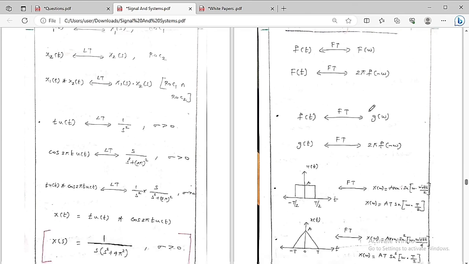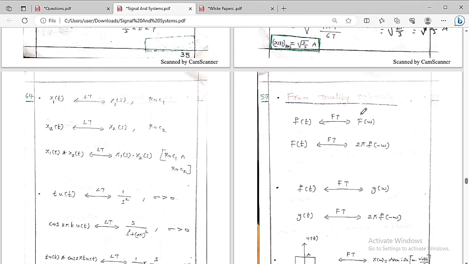So these things I already told you so many times. In simple words I can say, if this graph is going to come here, then this graph is going to come here. Listen carefully. If this frequency graph comes in the time domain, then this time domain graph comes in the frequency domain. But there is some type of scaling factor.